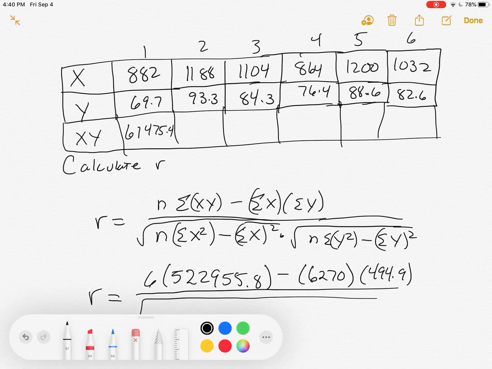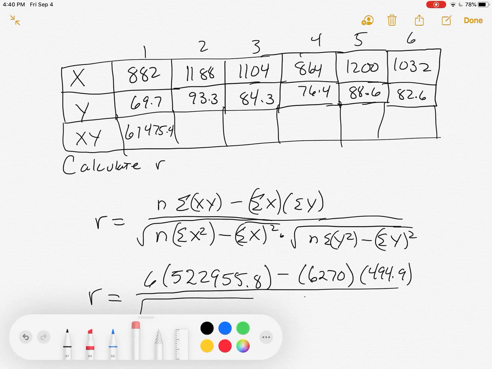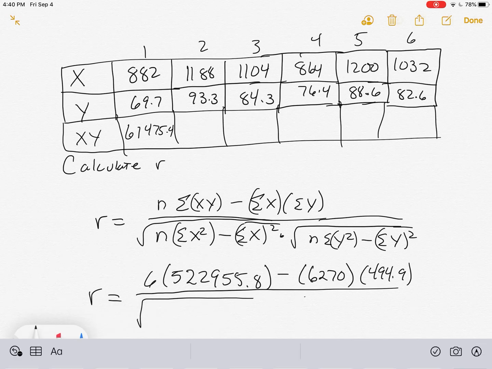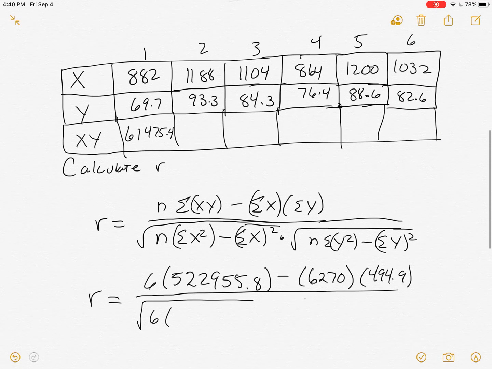And let me not make that as big. Come in here with the pixel eraser and come in a little bit tighter. And we know what n is. N is 6. Sum of the x squared, well, we haven't done that yet. So now I got to do 882 squared plus 1188 squared plus 1104 squared plus 864 squared plus 1200 squared plus 1032 squared. So it's a decent homework exercise coming through here.